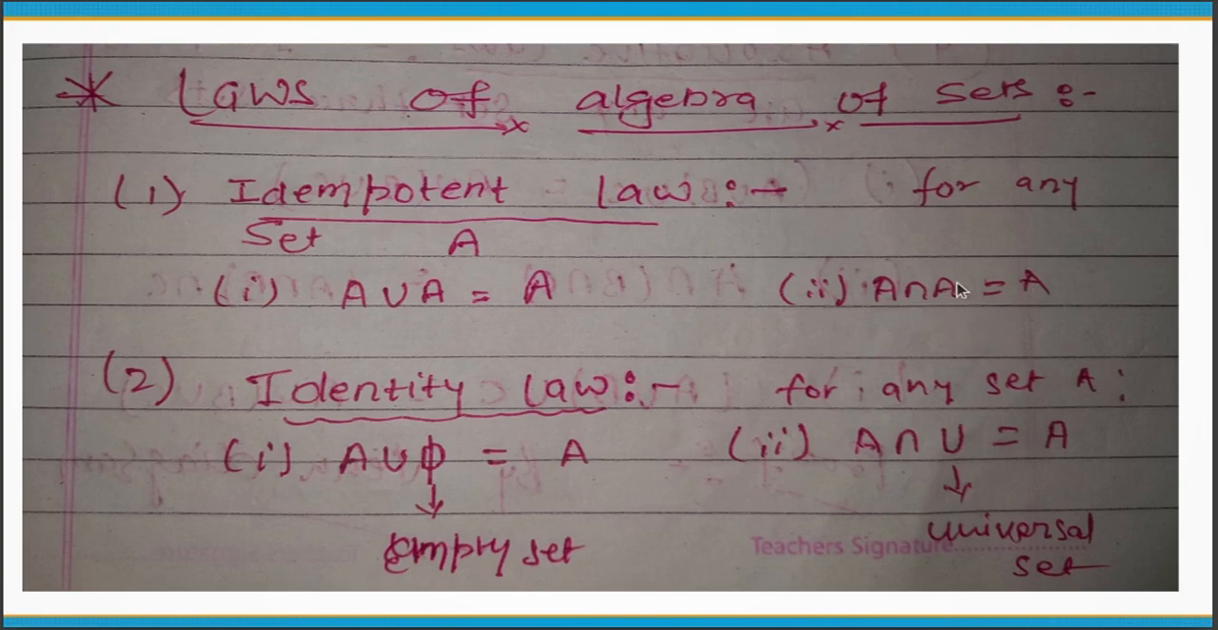The union of set A with itself is equal to A. The intersection of set A with itself is equal to A.